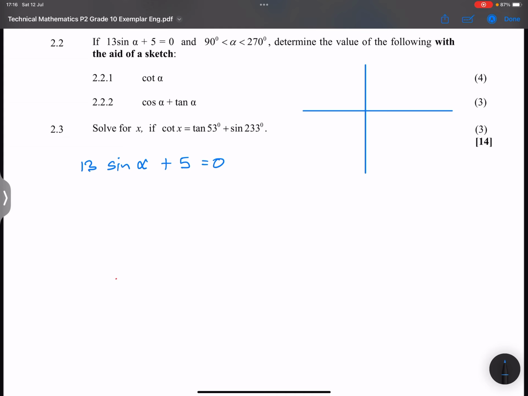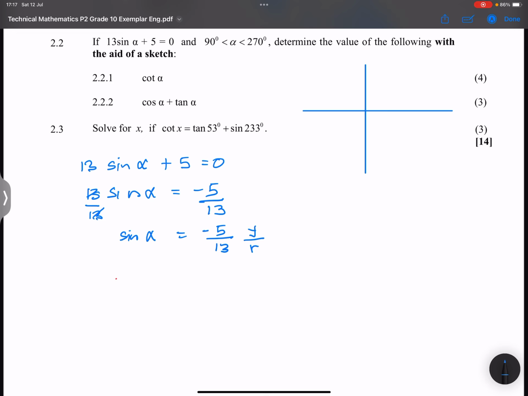Now firstly, let's make the trig ratio the subject of the formula. So this is 13 sine of alpha, which is equal to negative 5, and divide both sides by 13. So sine of alpha is negative 5 over 13. But what do we know sine to be? We know sine is y over r, right? So that means we need to now determine the value of x. But before we do that, we need to find out in which quadrant this is.